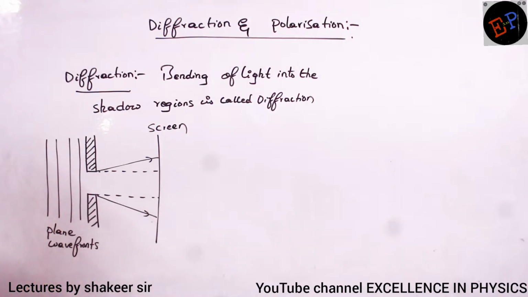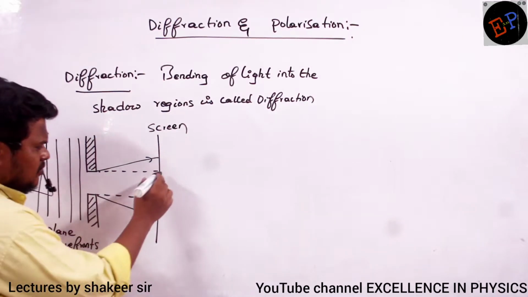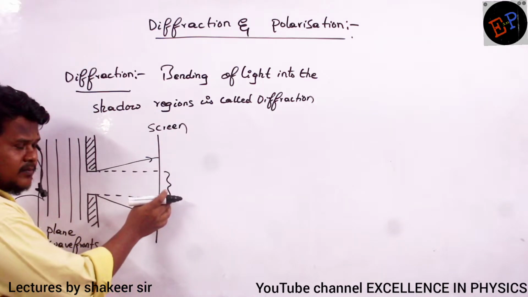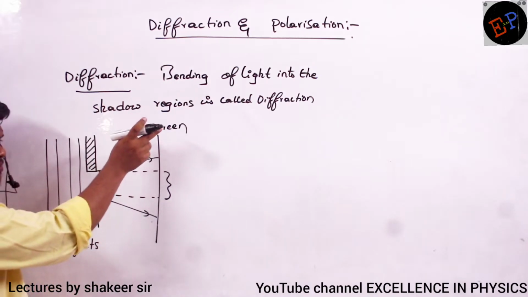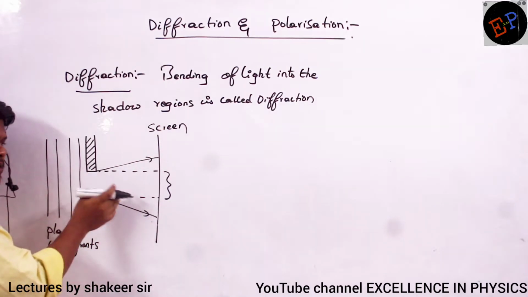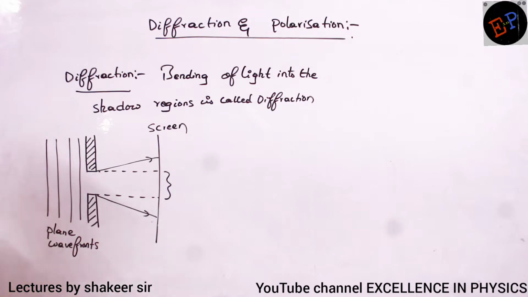Are you able to understand? So actually we expect that only this much part should be brighter. Remaining should be darker. Shadow should be present. But because of the diffraction principle, light enters into shadow regions also. What can be the reason?